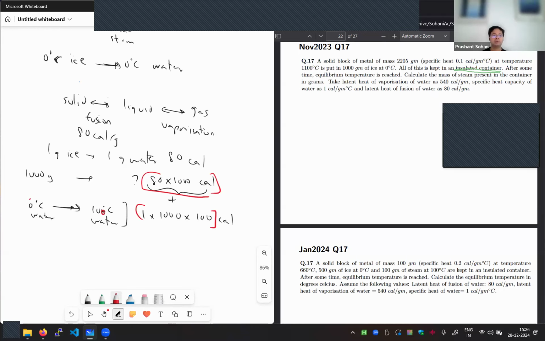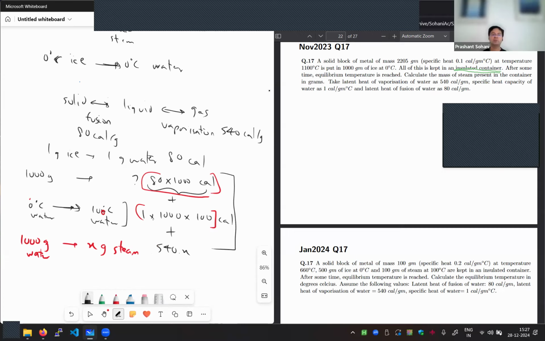And then finally, out of that 1000 grams of water, as we said, some of it is going to become steam, right? So we have said, let us say X grams is going to become steam. So we are going to require only that much energy to convert X grams of water into steam. And so that will be equal to how much? The latent heat of vaporization is given as 540 calories per gram. So this will be 540 into X, right? And so the total amount of heat absorbed is the sum of these three components.